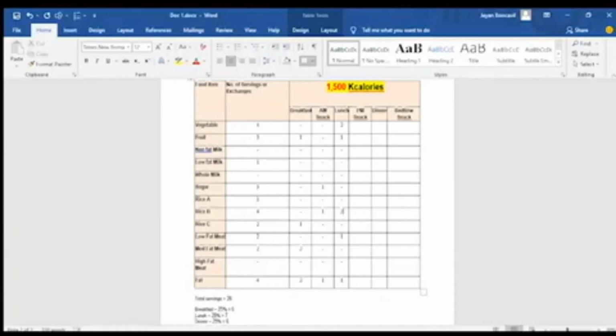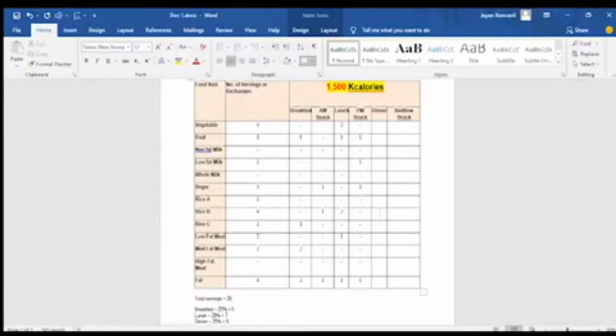Then we have PM snack. 0 vegetable, 1 fruit, 0 non-fat milk, 1 low-fat milk, 0 whole milk, 1 sugar, rice A 0, rice B 0, rice C 0, low-fat meat 0, medium-fat meat 0, high-fat meat 0, and fat 1.